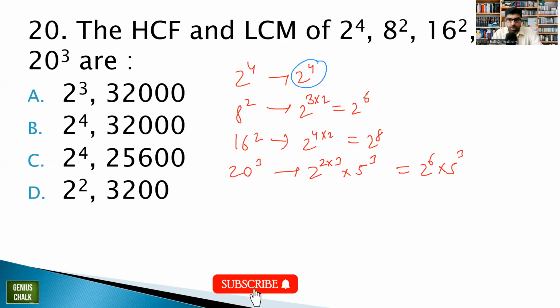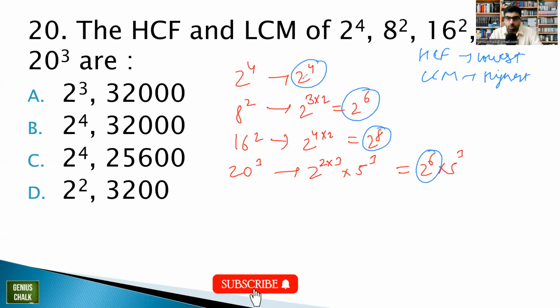What is the HCF? For HCF, I have to pick up the lowest power, right? For LCM, I have to pick up the highest power because it's a multiple, it's a big number. So what is the lowest power which is present everywhere? The 2 is present everywhere, 5 is not present everywhere, and 2 to the power 4 is the lowest power. So HCF should be this. So this option is rejected. This option is also rejected.